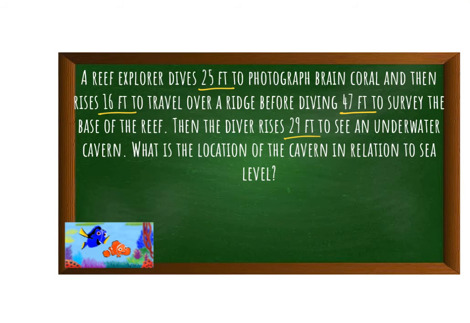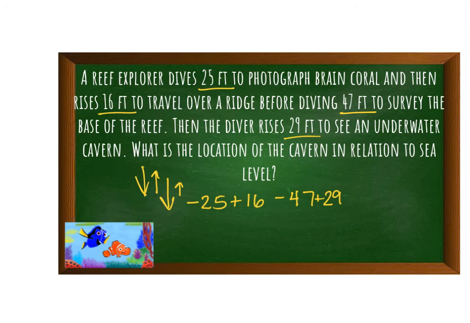Okay, so 25 feet. If he's diving down, we should make it negative 25. Why? Because when you dive, you move down, and down should be negative. Okay, and then he rises 16 feet. So we're going to go plus 16 before diving an additional 47 feet. So he's diving even further down. So minus 47. And then he rises back up 29.